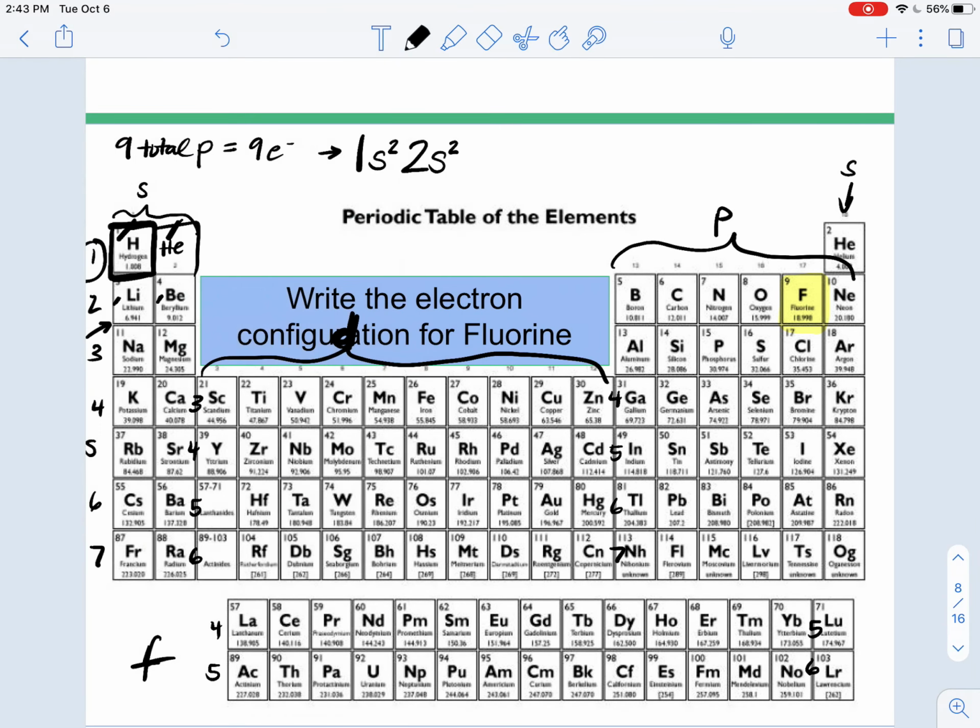If I keep going past beryllium, my next element is boron. But now we're in a different block. So anytime we start a new row or we start a new block, we need to relabel that. So I'm still in period 2, but now I'm in block P. And I'm just going to count which element in the block fluorine is, since I know that fluorine is in this row. So here's 1, 2, 3, 4, 5. All right, so the electron configuration for fluorine is 1s2, 2s2, 2p5.